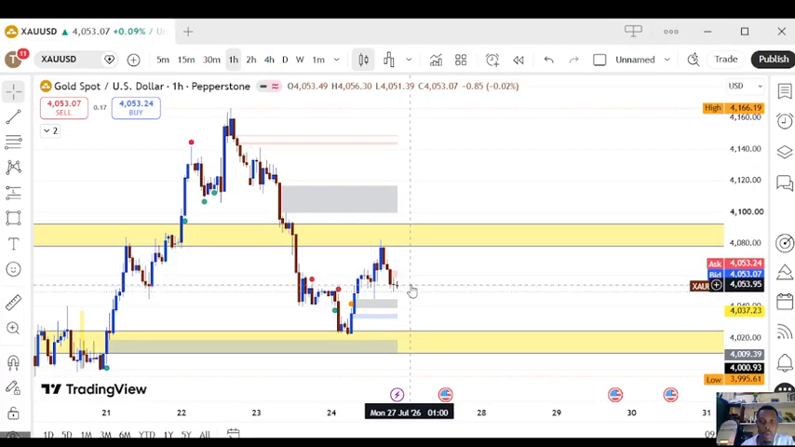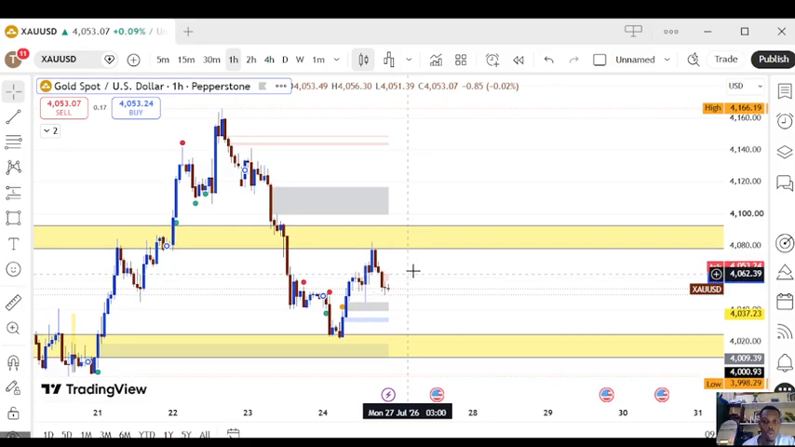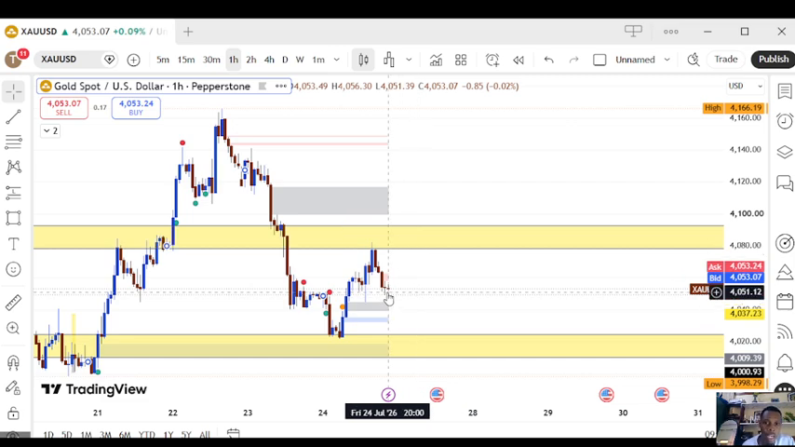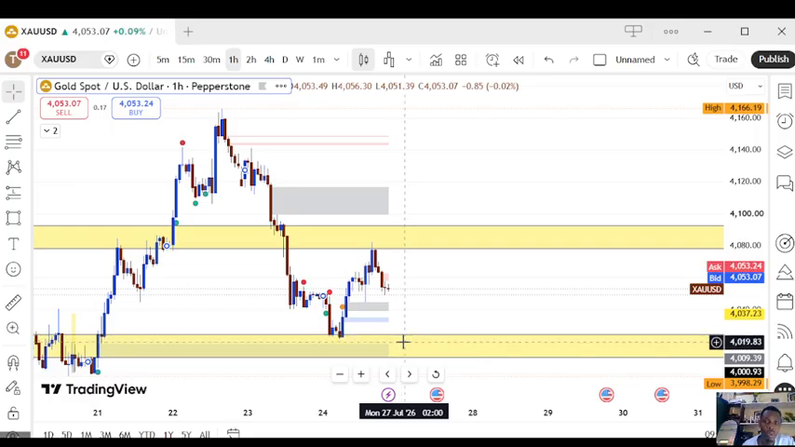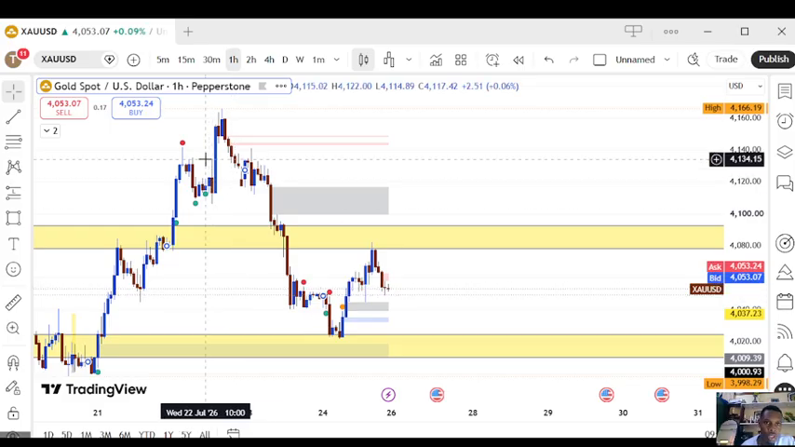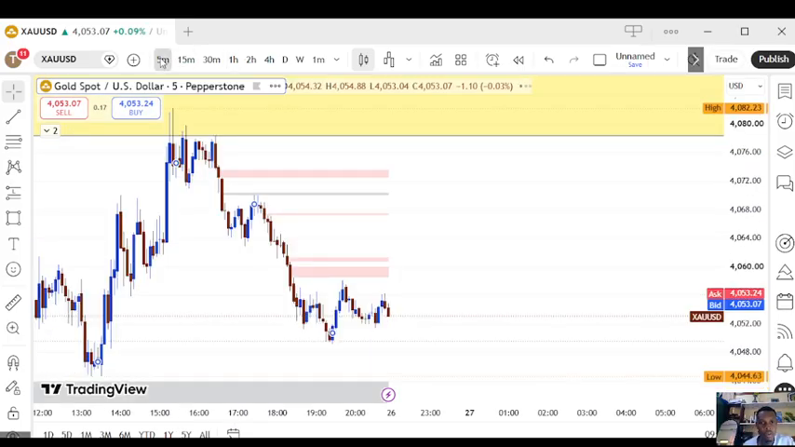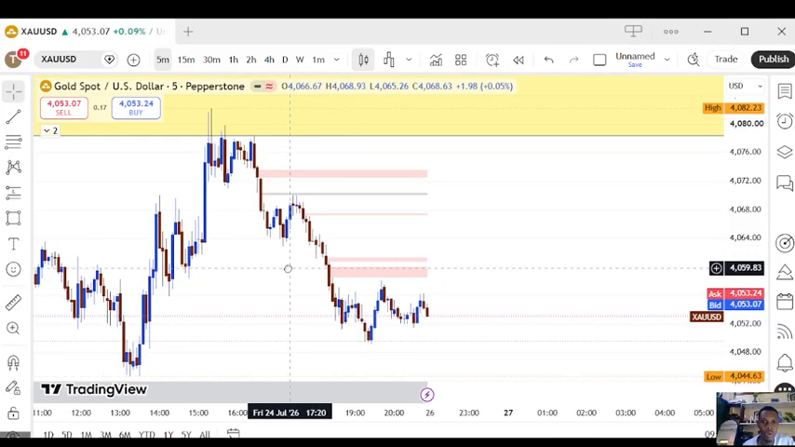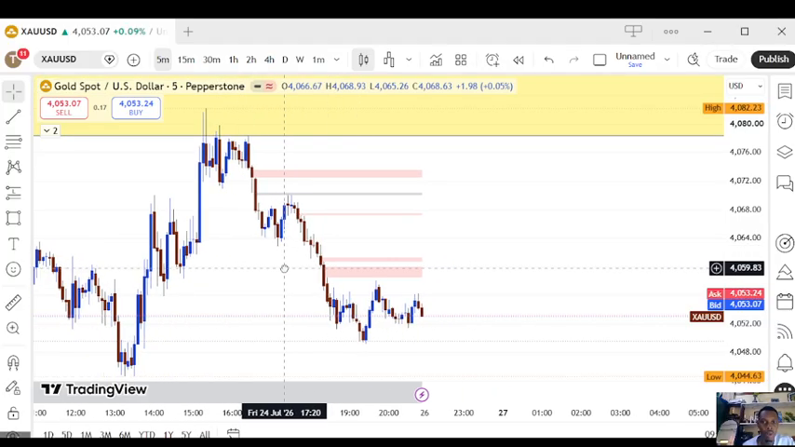The only thing we have to do is wait. If the price comes back up a little bit, then we shall be looking for sells if we manage to get the confirmations. And if it comes back a little bit down, then we shall be looking for buys if we manage to get the zone, the confirmations, guys. And when you come to 5 minutes, this is how it looks.